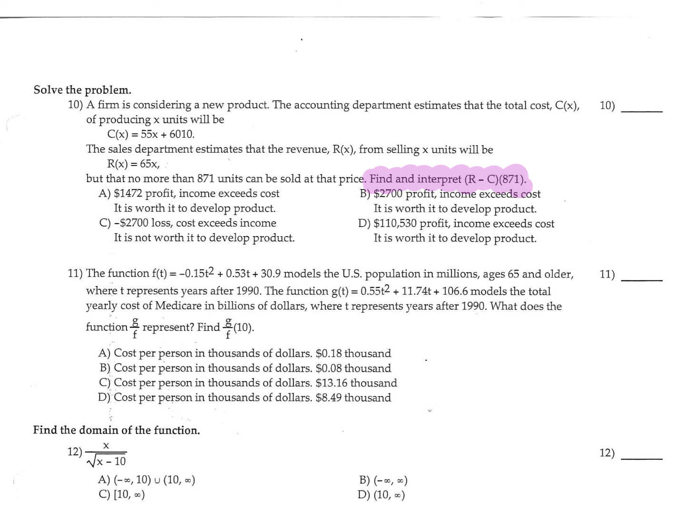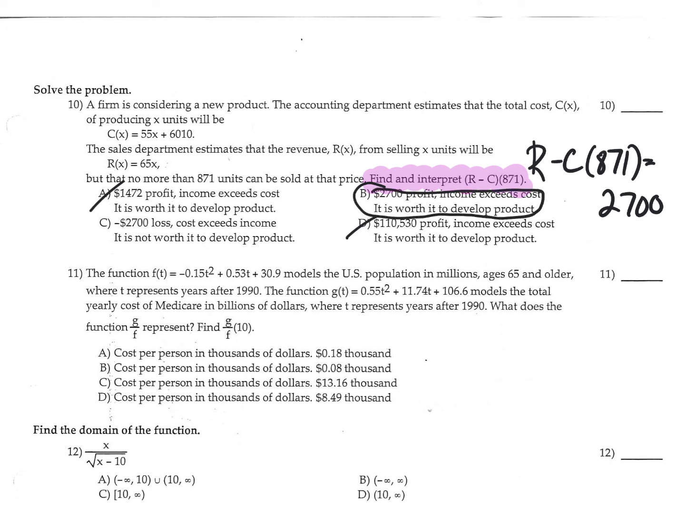Well, I did that off page here on my calculator, and I got R minus C of 871 to equal 2,700. What that means, that's our revenue minus cost. That means that's our profit function. We've made $2,700, so we can eliminate A and D. If we've made $2,700, it is worth it to develop this product because we are making money.